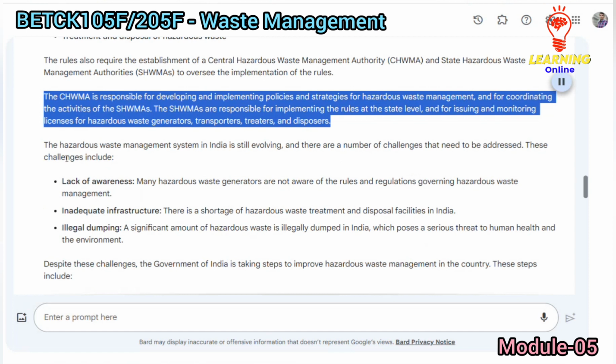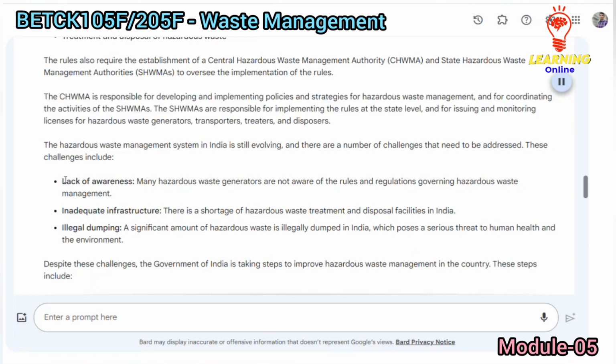The hazardous waste management system in India is still evolving, and there are a number of challenges that need to be addressed. These challenges include lack of awareness. Many hazardous waste generators are not aware of the rules and regulations governing hazardous waste management. Inadequate infrastructure. There is a shortage of hazardous waste treatment and disposal facilities in India.